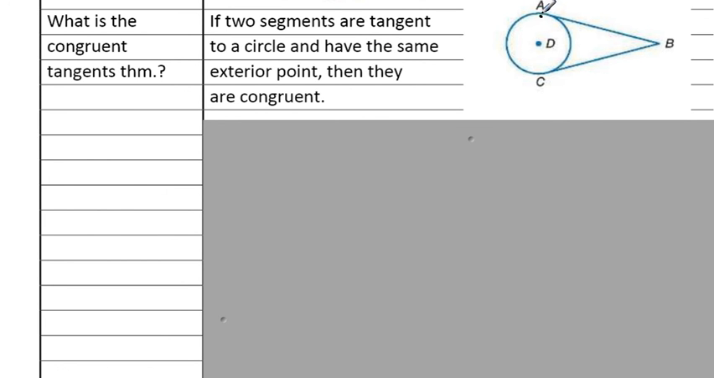So if two segments are tangent to a circle, so we have a tangent point here and a tangent point here, if these two segments are tangent to the circle, then they have the same exterior point, then they are congruent. So we can say that segment AB is congruent to segment CB. That's because they both have the same exterior point and they're both tangent.